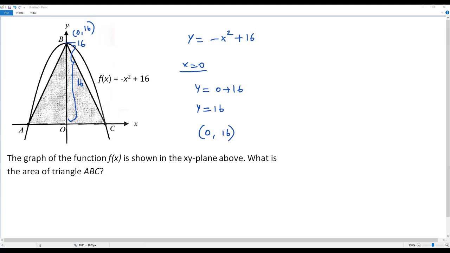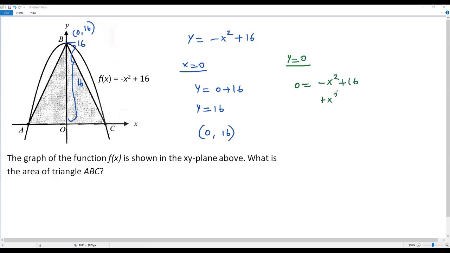Okay, now our aim is to get the base of the triangle. This is AC on the x-axis. For that, we have to find the two x-intercepts of the parabola, that is, the two points where the parabola intersects the x-axis. For that, I have to plug in y equals 0 in the equation of the parabola. Let me plug in y equals 0 to get the x-intercepts. Then I'm getting 0 equals negative x squared plus 16.